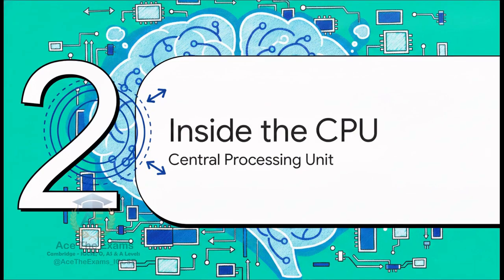Section 2, inside the brain, the CPU. Now, if that basic 4-step architecture is the body of our digital organism, this next part is the brain, the absolute central manager of the entire system.